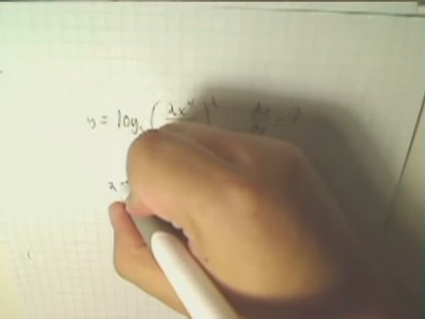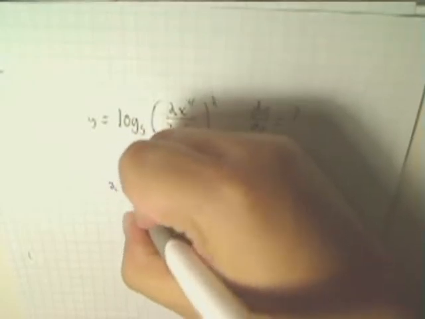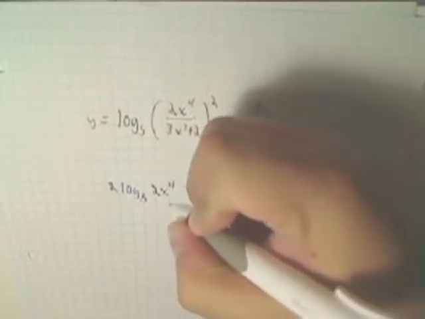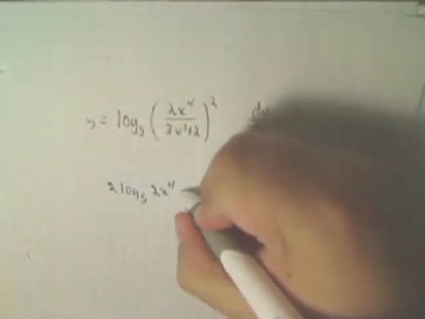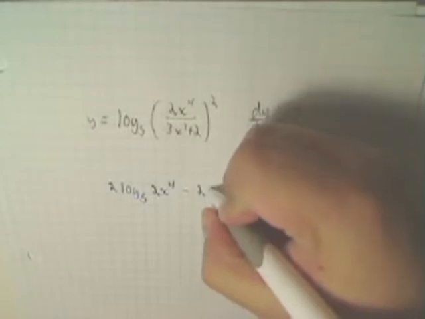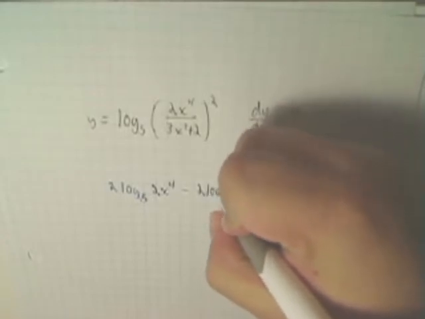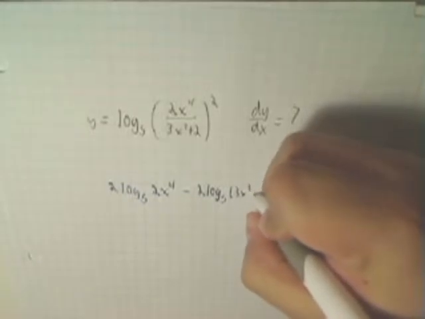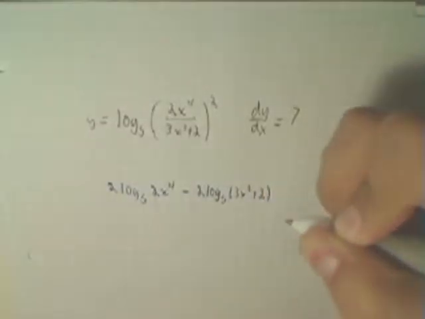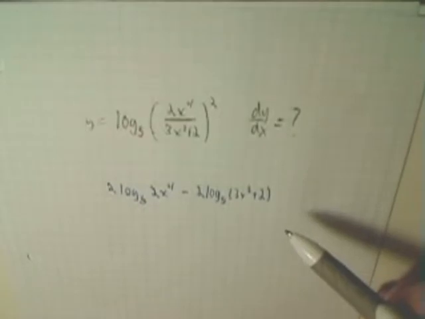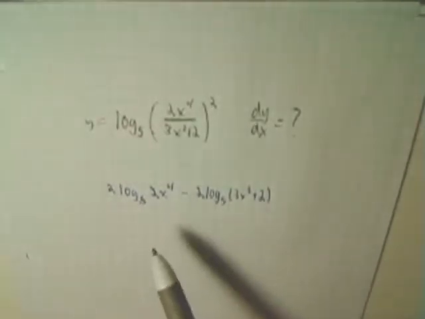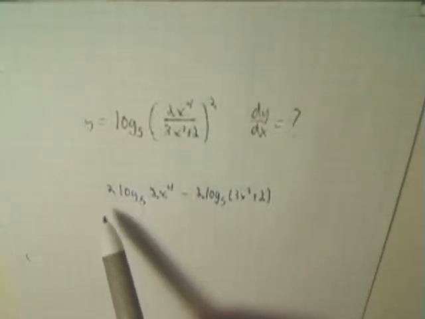2 log base 5 of 2x to the fourth minus 2 log base 5 of 3x to the third plus 2. Now, we can differentiate each term separately.